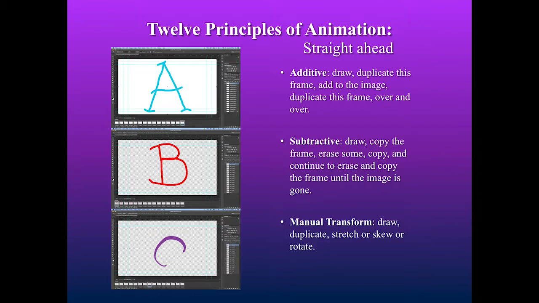12 principles of animation, and these, of course, are the different things we did in the tutorials for Project 1. Additive, when you draw, duplicate the frame, add to the image, duplicate the frame over and over. Subtractive, when you draw, copy the frame and erase some, copy, and then continue to erase and copy the frame until the image is gone. Or manual transform, draw, duplicate, stretch, or skew, or rotate.